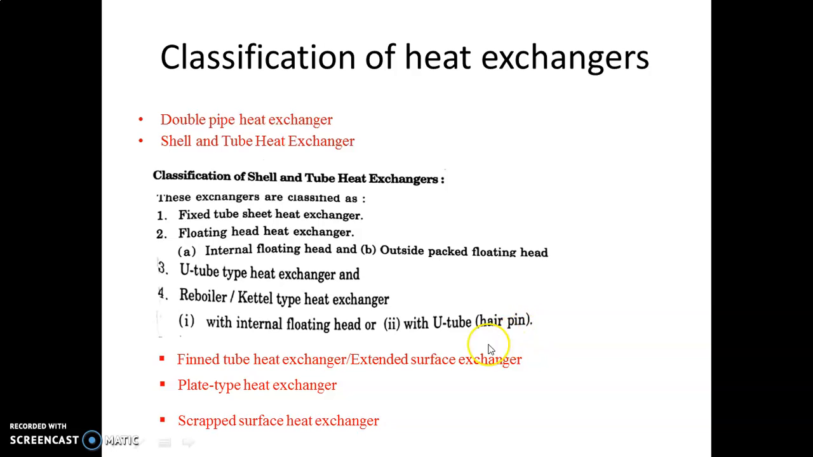In the reboiler there are also 2 types: internal floating head, or with U-tube, also called a hairpin. And there are some special types of heat exchangers like fin tube heat exchangers, also called extended surface heat exchangers, plate type heat exchangers, and scraped surface heat exchangers. From now we will discuss the heat exchangers one by one.